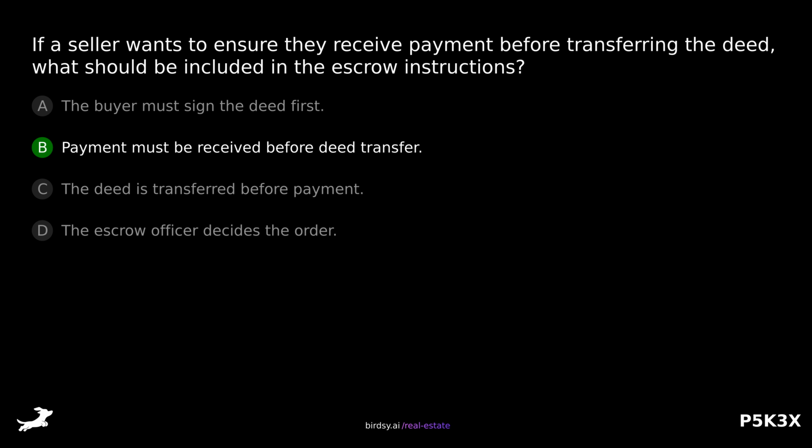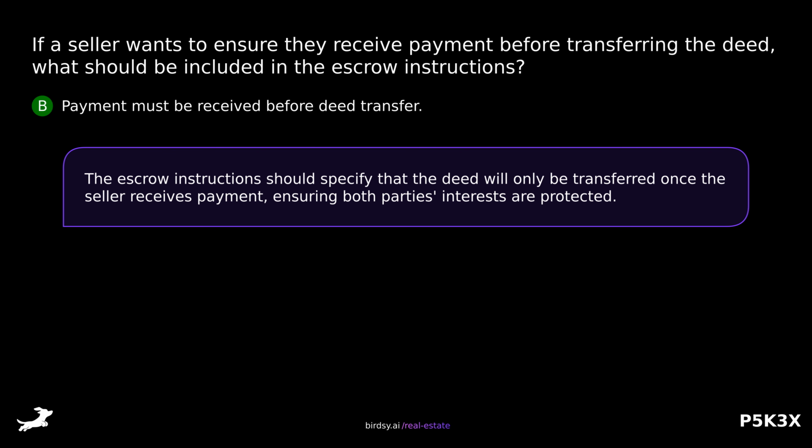The answer is B, payment must be received before deed transfer. The escrow instructions should specify that the deed will only be transferred once the seller receives payment, ensuring both parties' interests are protected. Title insurance and recording system.